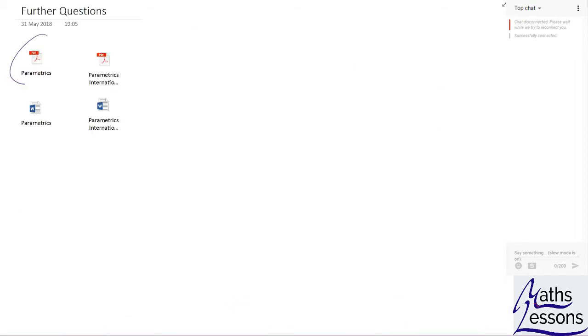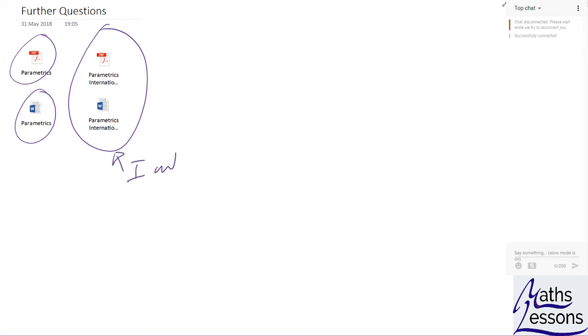So you've got parametrics. These are standard A-level questions, and these are the international A-level questions. Some people think they're slightly harder. The second of the two questions we did was an international A-level, and you can see it was a little bit harder in that it asked you to do that nasty factorisation of a cubic, which doesn't often happen because that takes more time.